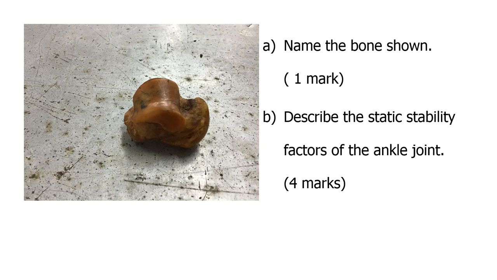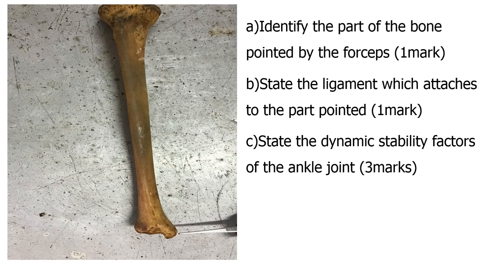The interosseous ligament is a ligament that is found within what we call the sinus tarsi. Okay, the sinus tarsi. It's a space formed below the talus and above the calcaneus. It's a space between the talus and the calcaneus. The part of the bone being pointed by the forceps is this, and this is the medial malleolus. The ligament that attaches there is the deltoid ligament.